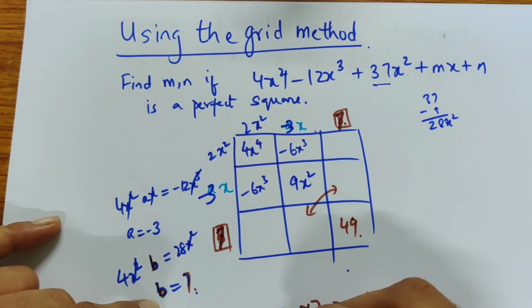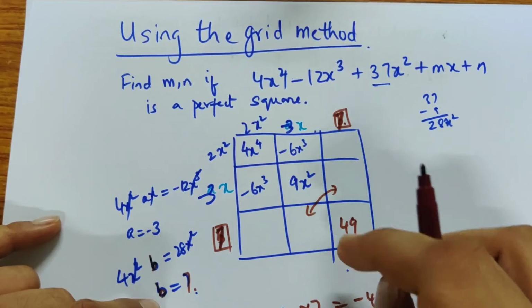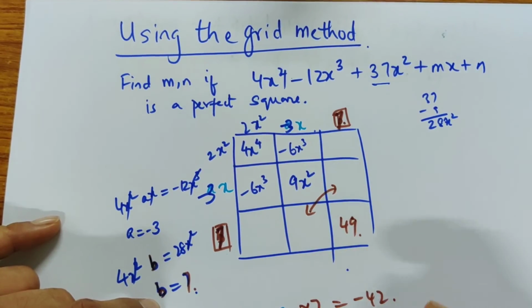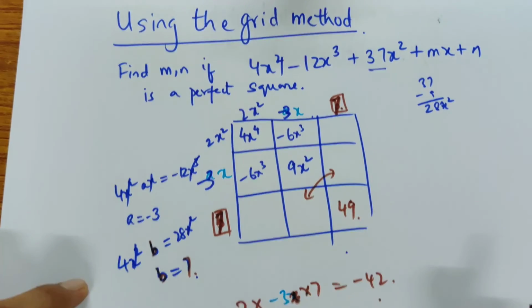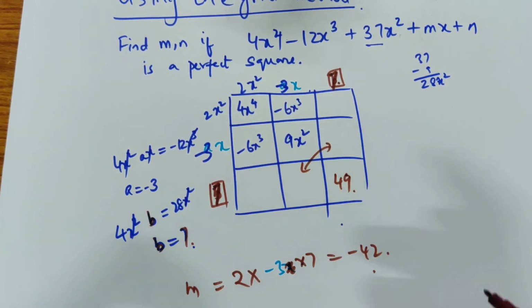You don't need the x. So your m, which is the sum of these two terms, is 2 times negative 3 times 7, which is negative 42. And that's it, done. So even without using your square root method, you could go about evaluating using the grid method.